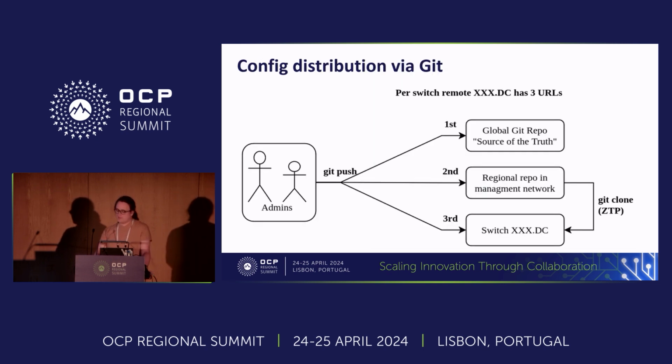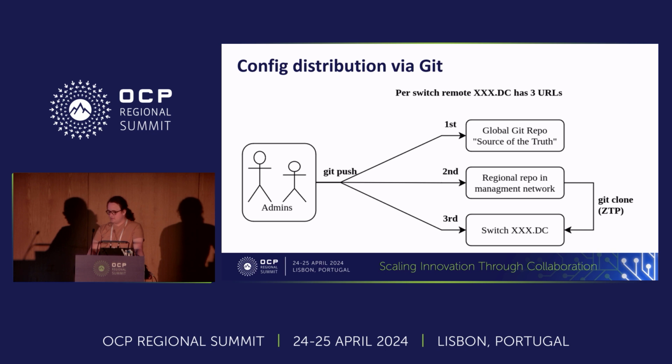And then we go to the distribution part. You can use, of course, Ansible or other tools to distribute. We made that even simpler. We use Git, and we use the feature of remotes. Each switch in our infrastructure has its own remote, and each remote has 3 URLs. One to the global repository, the first one.